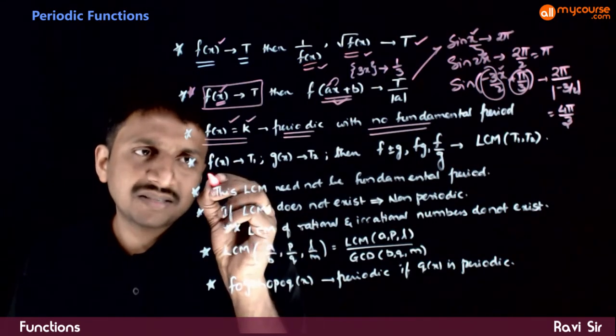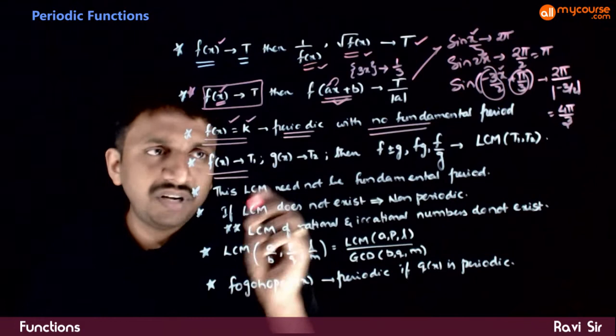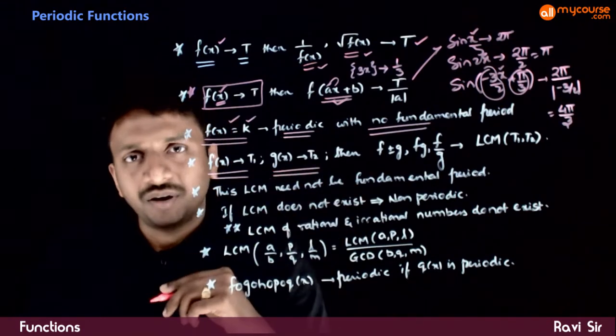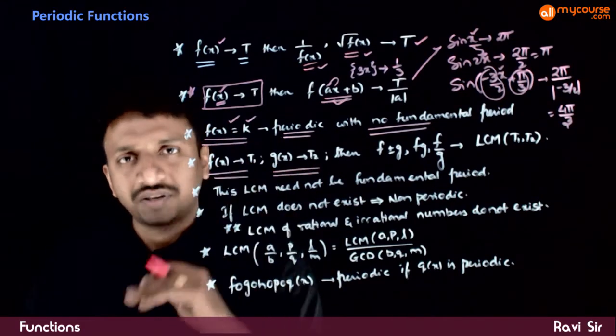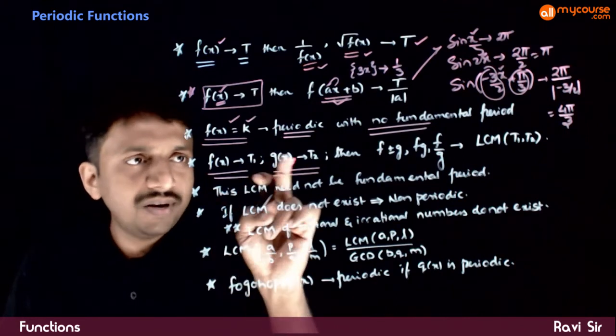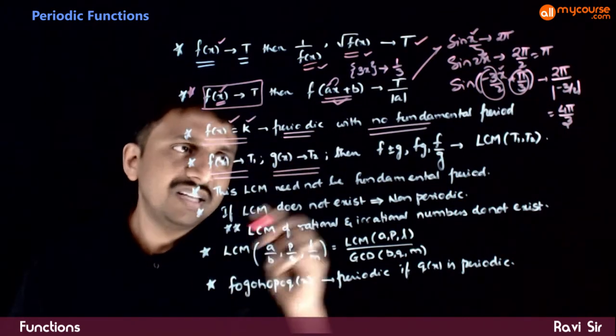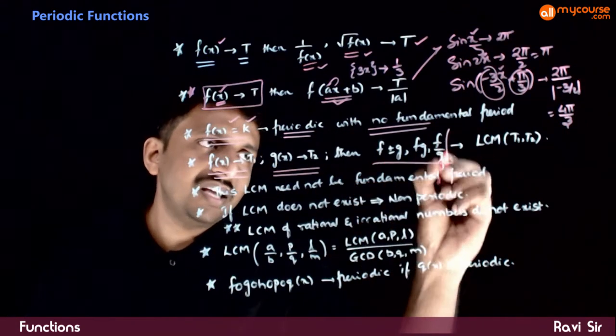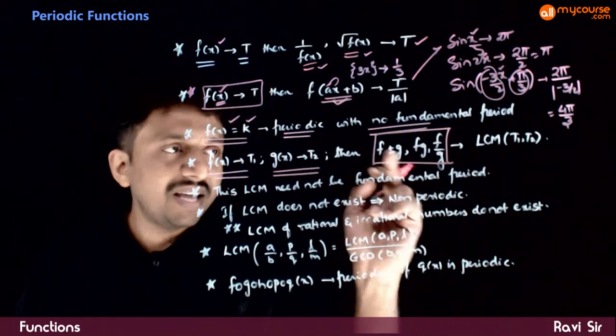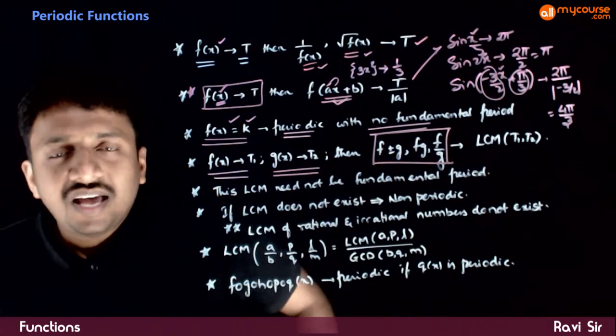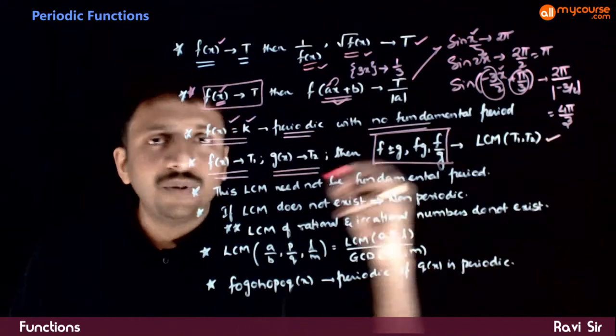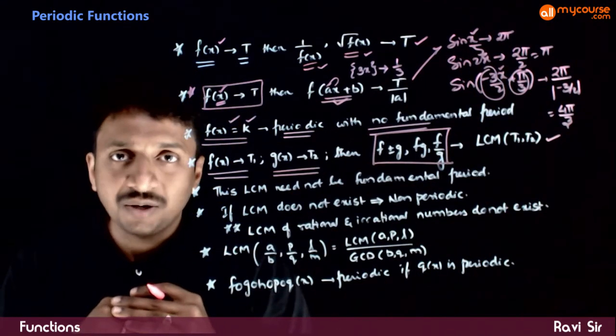And if f of x has a period of t1 and g of x has a period of t2, if you have two functions, one with period t1, the other with period t2, then f plus g, fg, f minus g, f by g has a period of LCM of this t1 and t2.